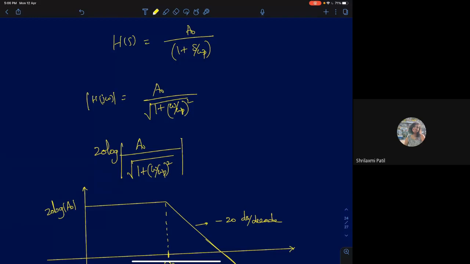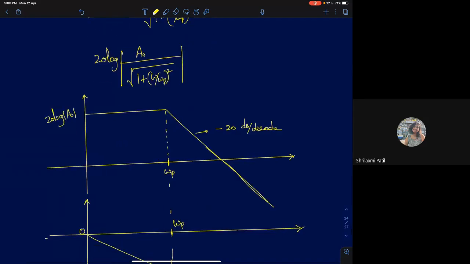Okay. So in the previous lecture, we just introduced the idea of Bode plots. We said it's a very simple graph composed of only straight lines, but it's a very good approximation to a real frequency response graph. So that's what we said.